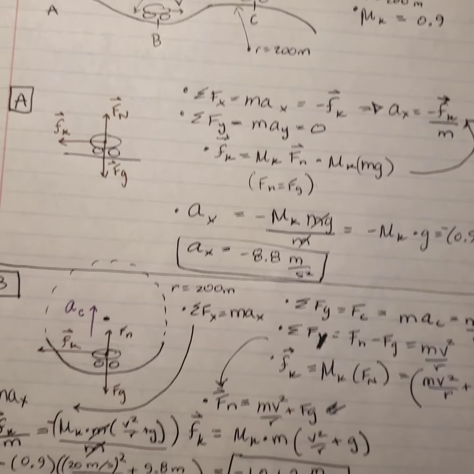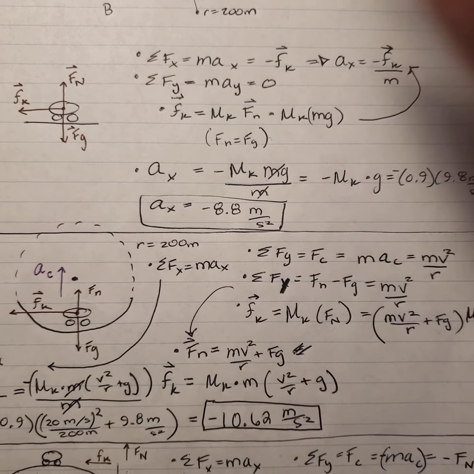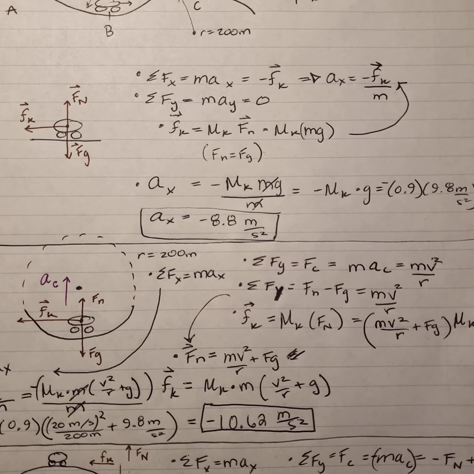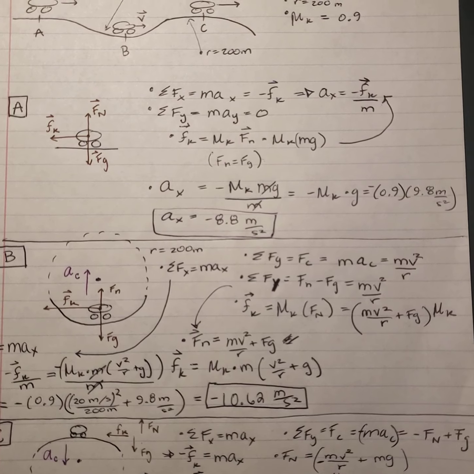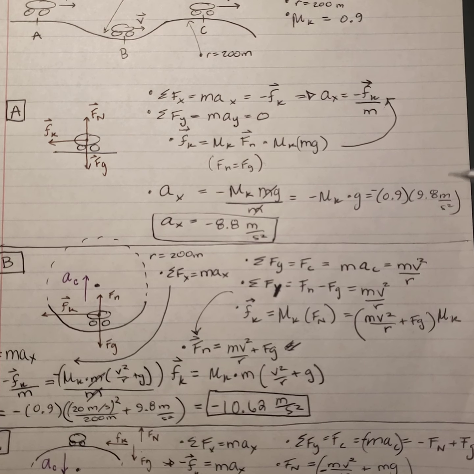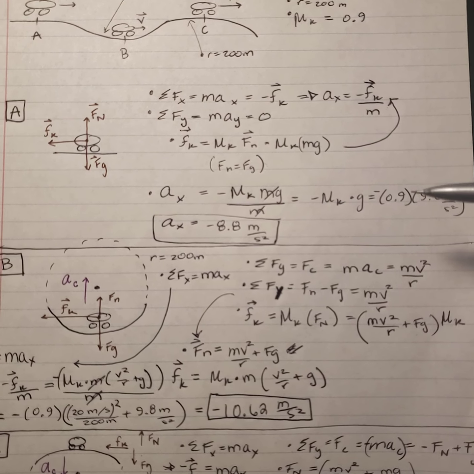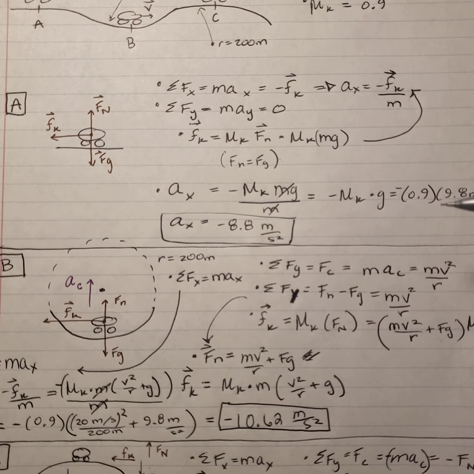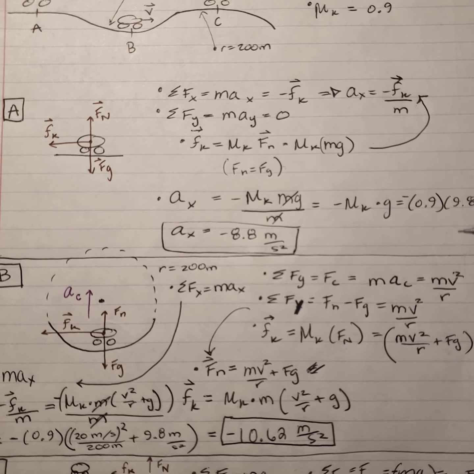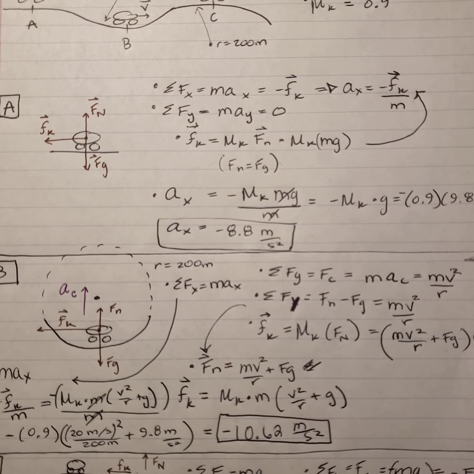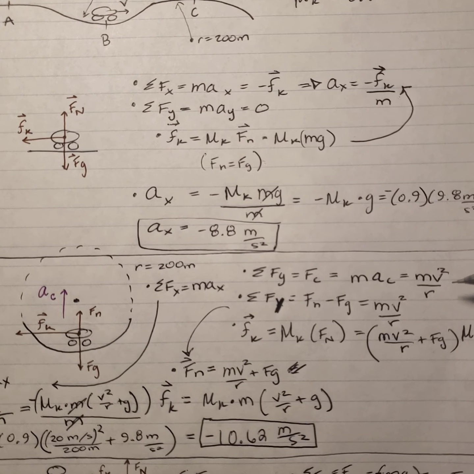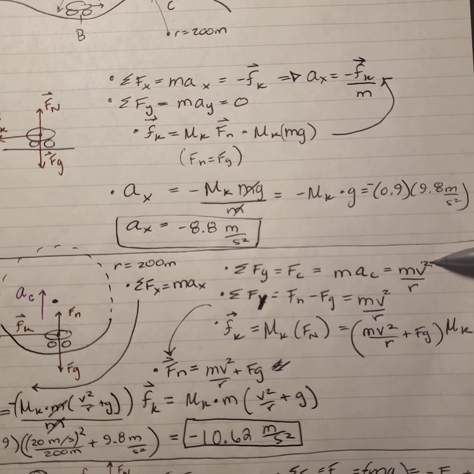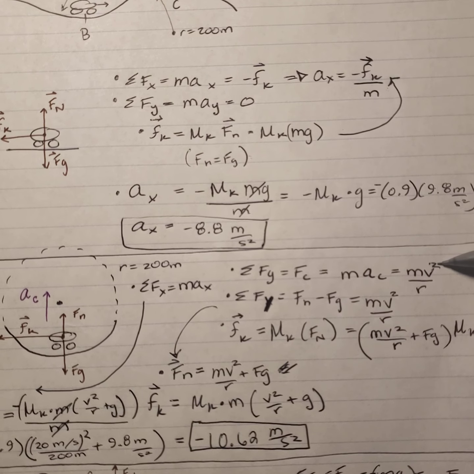For part B, it's going to be quite similar, but we're now dealing with a centripetal acceleration. We need to find the equation for the sum of all forces in the x direction, and we're going to use that to find the acceleration in the x, which is going to be our deceleration. First, we need to find the sum of all forces on the y. Since we're given a radius, we know that the centripetal force will balance the forces in the y.